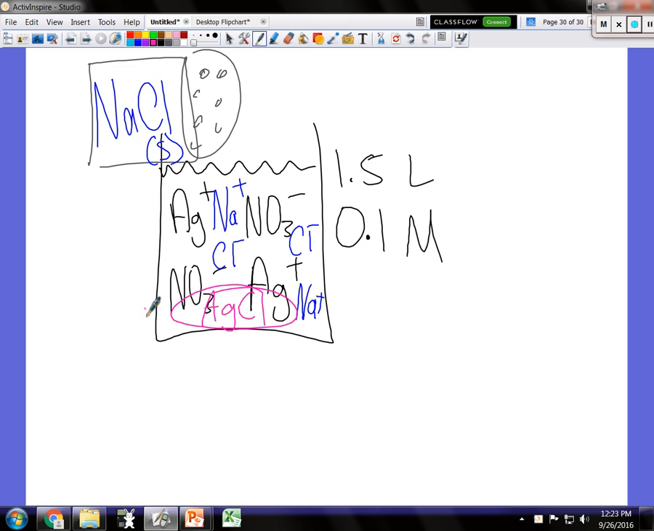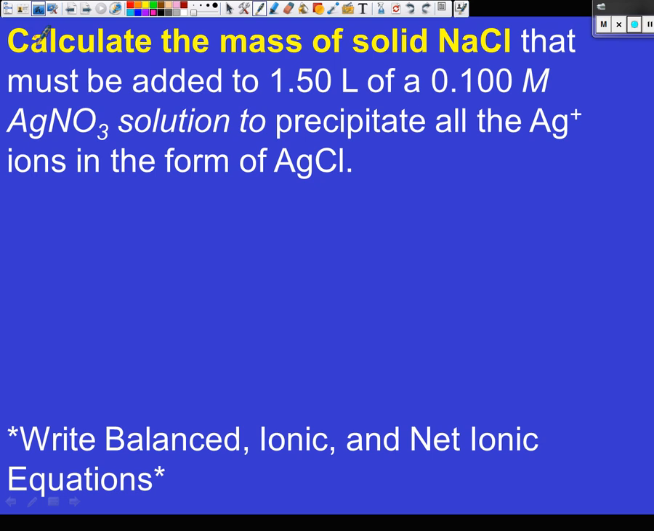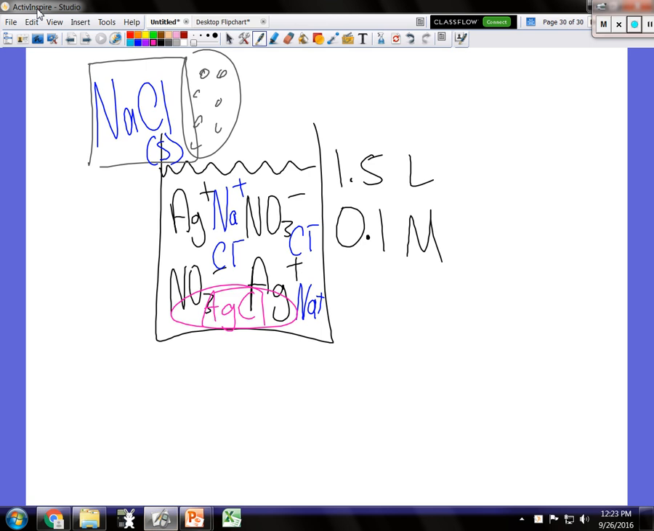So what we're trying to do, if you go back and reread this question, is figure out how much solid NaCl would need to be added to that solution to precipitate all of the silver ions in the solution to form solid silver chloride. Does that make sense? So in this beaker, we're trying to get all of these Ag plus ions to turn into a what? Turn into a solid. Go ahead and ask. Does this make sense? Okay.